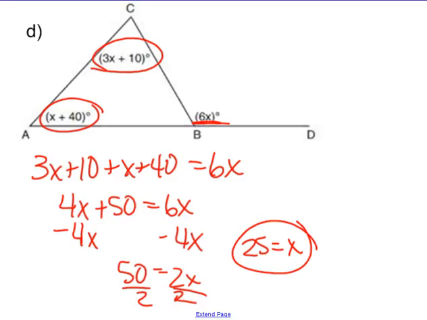And then we can plug it back in and figure out what they are. 25 down here plus 40 is going to be 65. 3x is 75 plus 10 is 85. And then 6x, 6 times 25 is 150. All right.